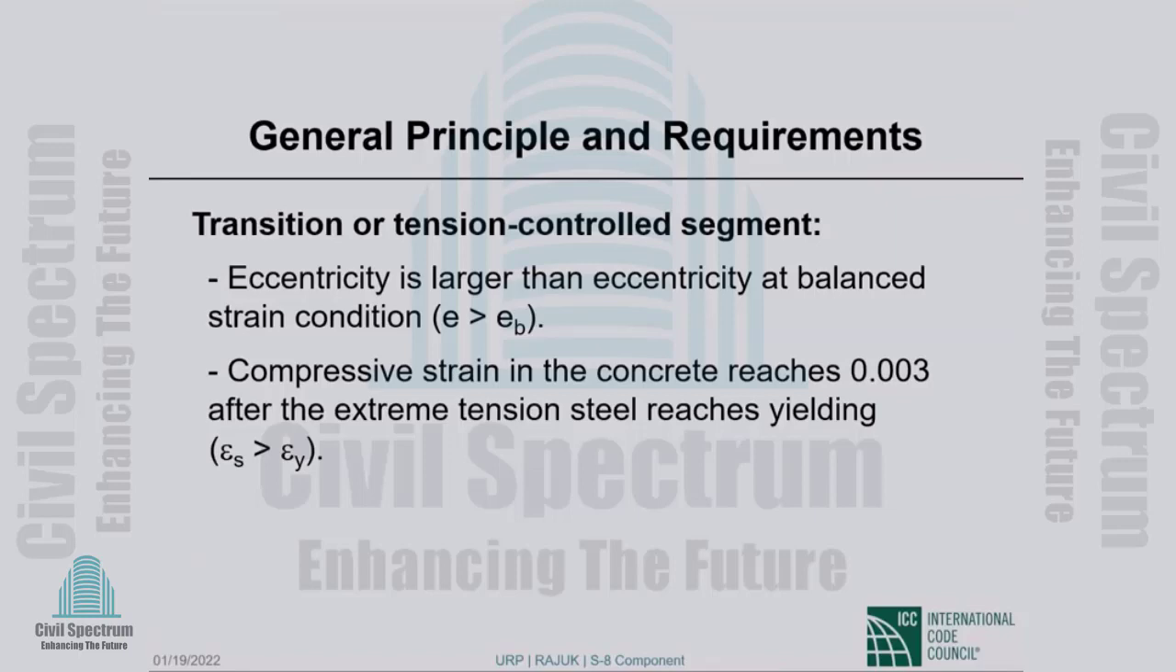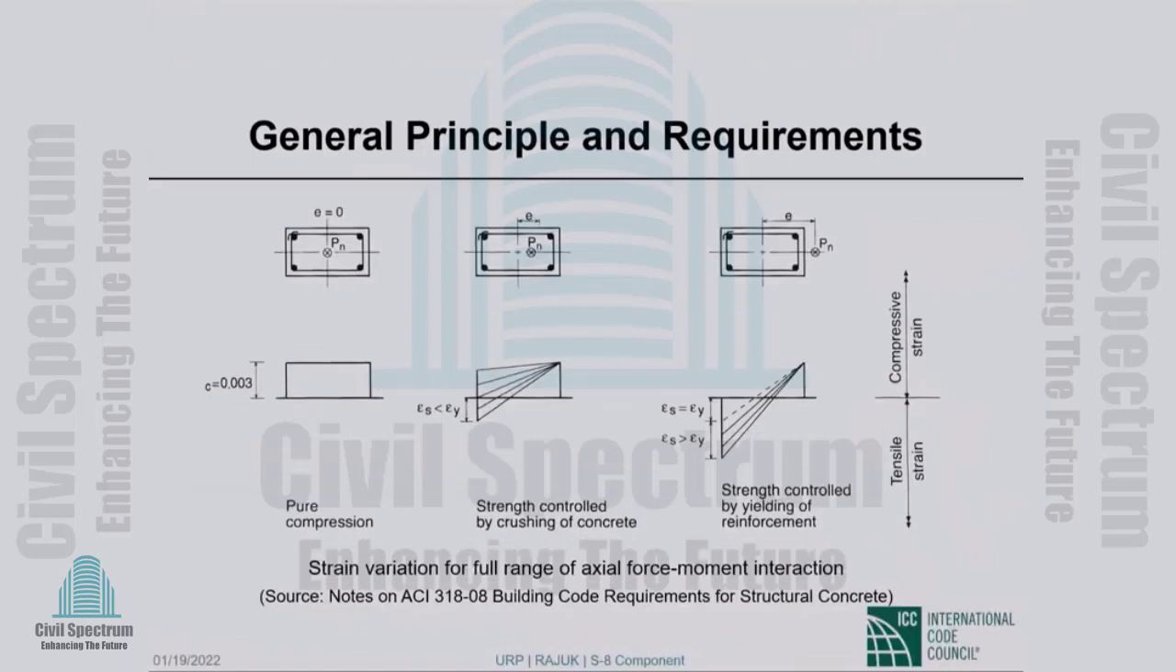epsilon sub t is larger than or equal to 0.002. Eccentricity is larger than eccentricity at balance strain condition. Also, compressive strain in the concrete reaches 0.003 after the extreme tension steel reaches yielding. So this is tension control behavior, or in the transition region, we are approaching tension control behavior. Okay. This, I don't know that we need to spend a lot of time.